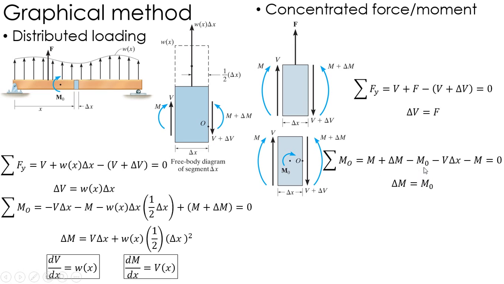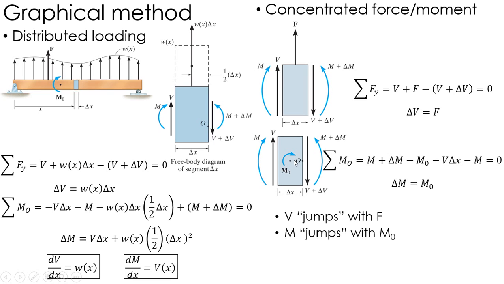And then I've got M naught. So I've got all of those moments, and then I've got delta x times V. Now, taking delta x down to 0, that goes away, and I'm just left with the change in M, delta M equals M naught, that concentrated moment.